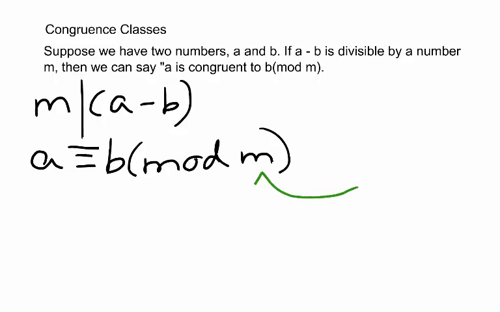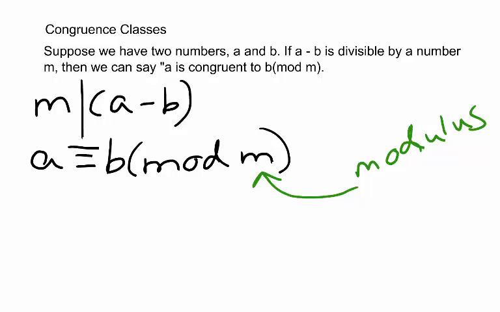We refer to our number m as the modulus. Another way to describe the relationship between m divides a minus b and a is congruent to b mod m is to say that a and b have the same remainder when divided by the modulus, m.